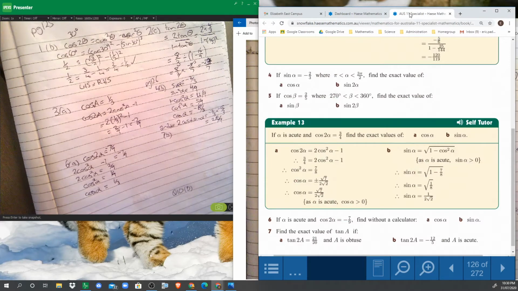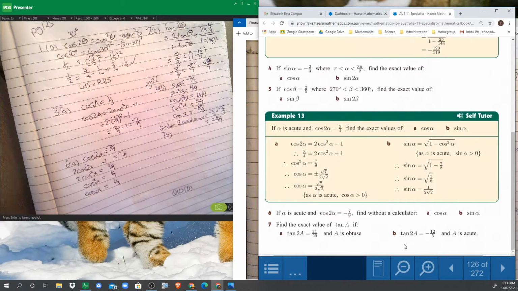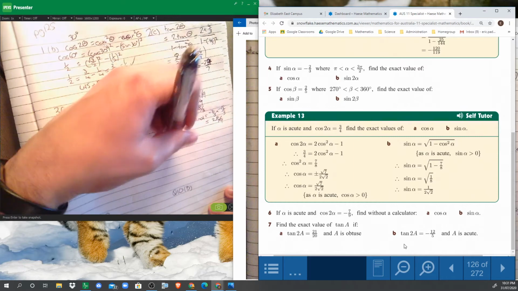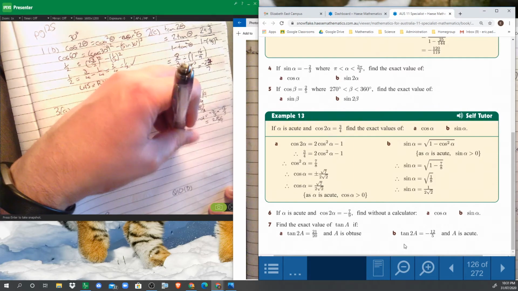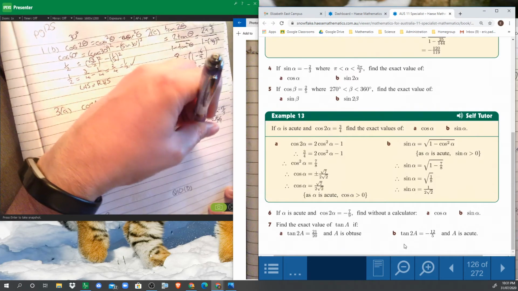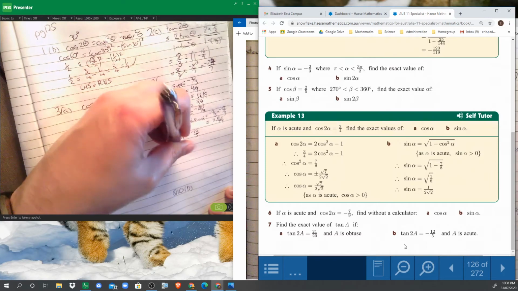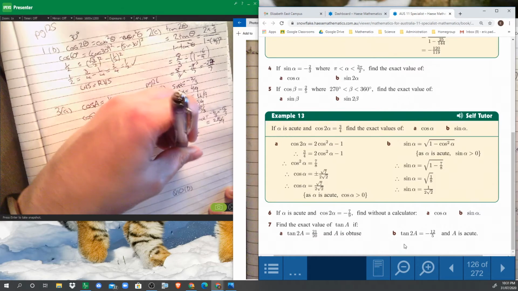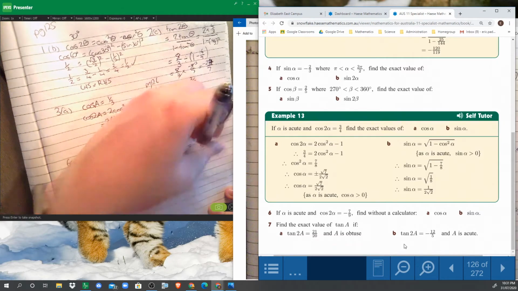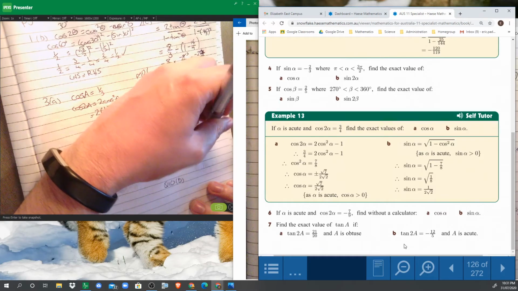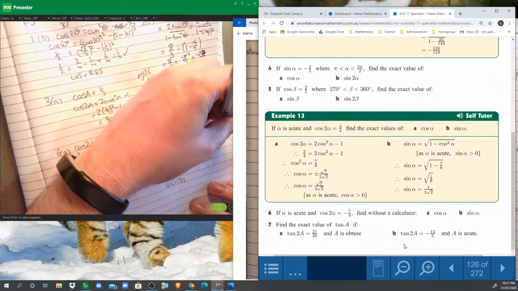All right, back to the questions. 7b: find the exact value of tan A, given tan 2A. Give that a try. So the tan double angle formula, as you've got it written up above: 2 tan A over 1 minus tan squared A equals minus 12/5. What do you do with that? I'm going to multiply 5 bracket 1 minus tan squared A to both sides.